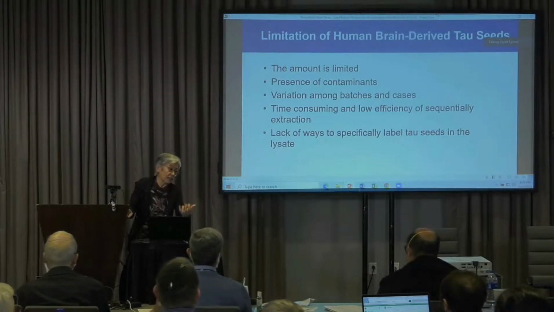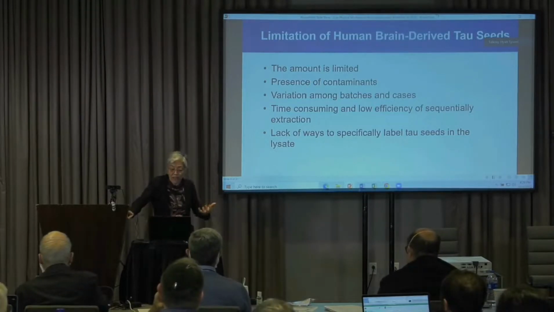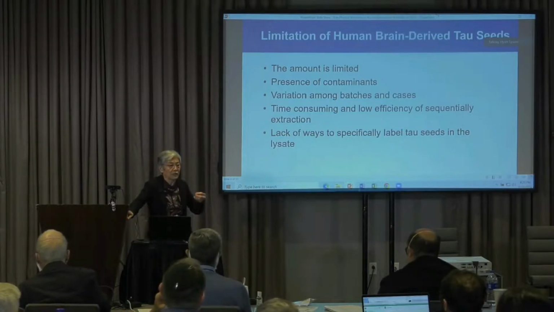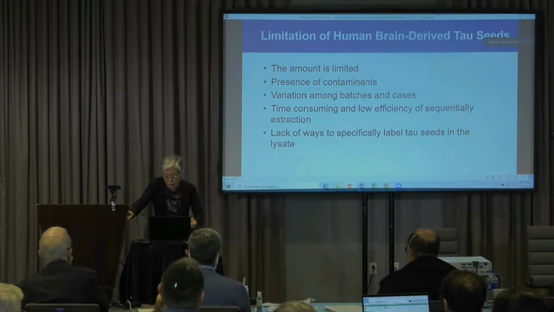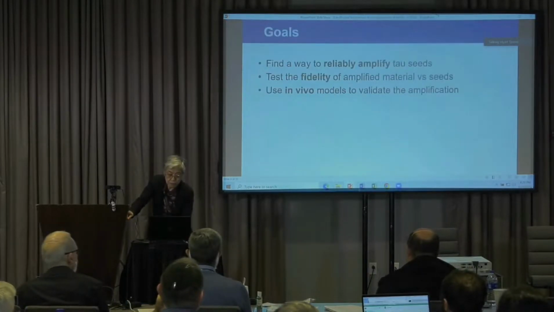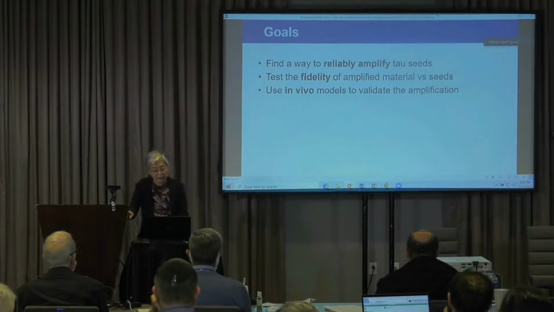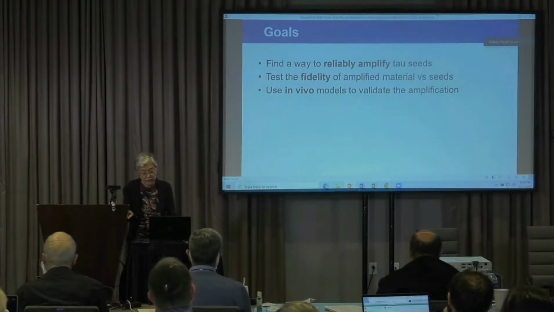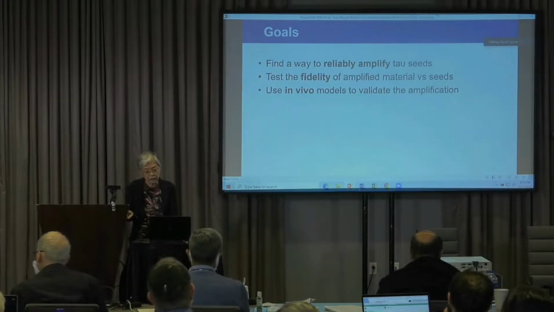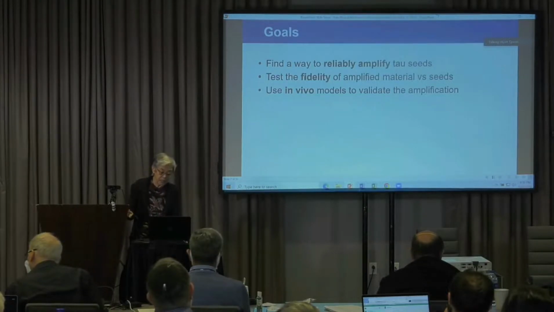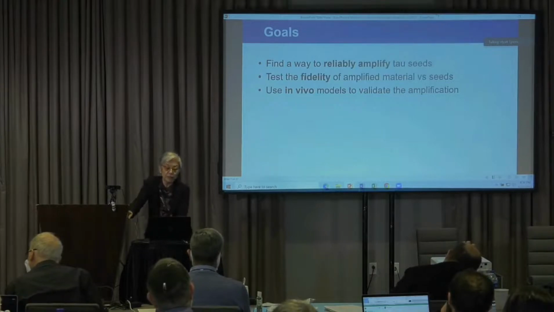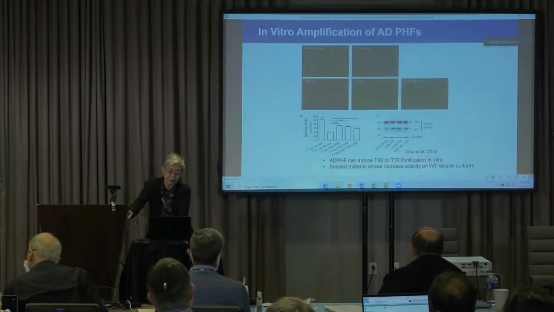And then also the lack of specific ways to label tau C so that you can actually do some cell biology and study mechanism. And so what we do need is to find a good way to reliably amplify tau C and then test the fidelity of the amplified material versus the seeds themselves, and then try to see whether we can generate an in vivo model and validate the amplification.